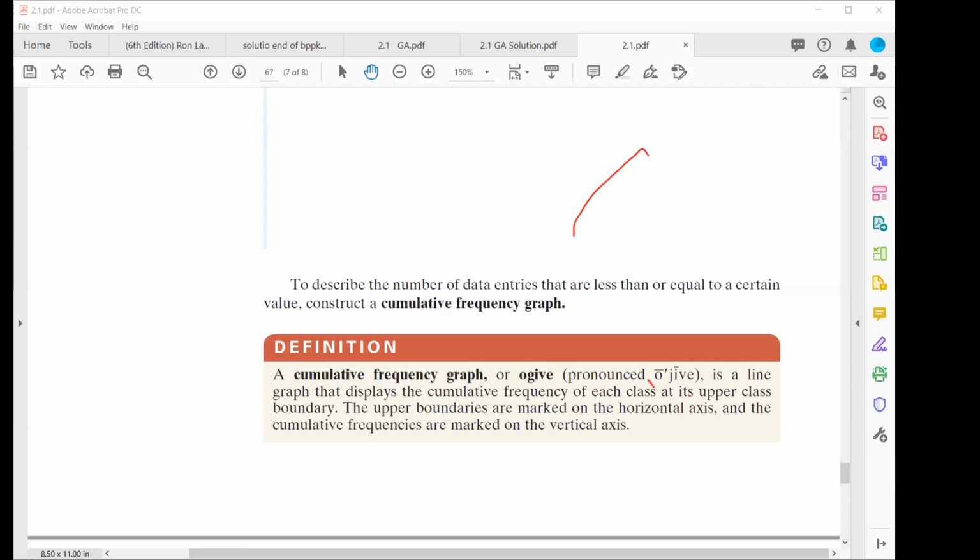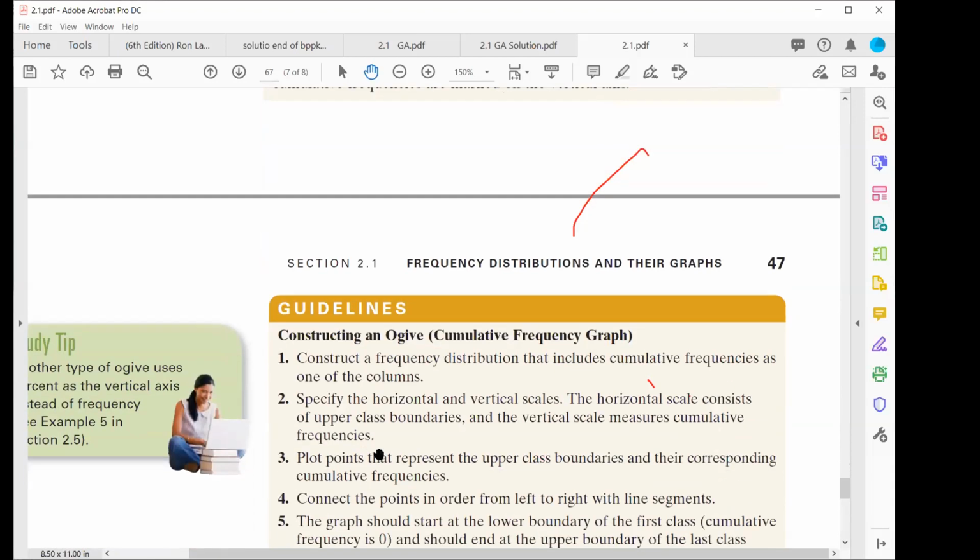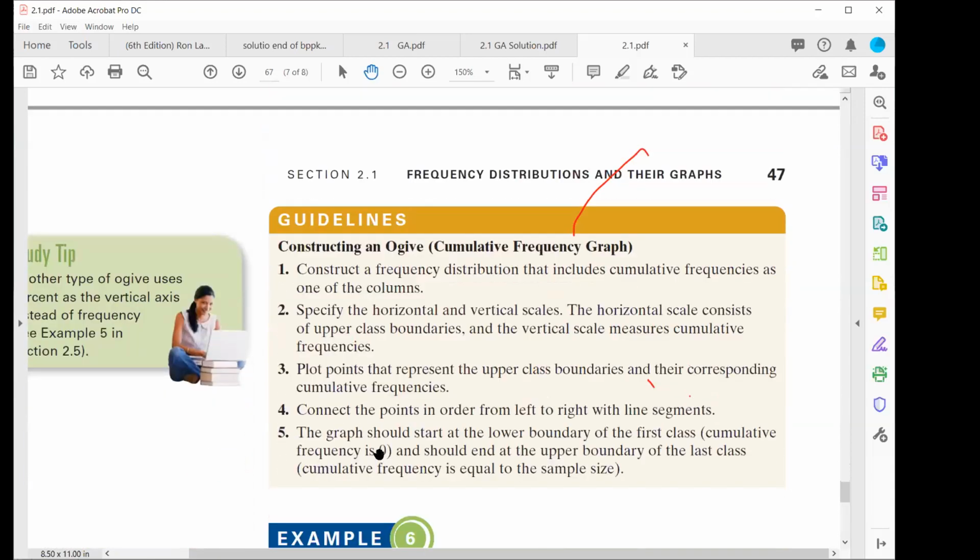Definition. A cumulative frequency graph or ogive is a line graph that displays the cumulative frequency of each class at its upper class boundary. The upper boundaries are marked on the horizontal axis, and then cumulative frequencies are marked on the vertical axis. Thank you. Please read the guidelines.